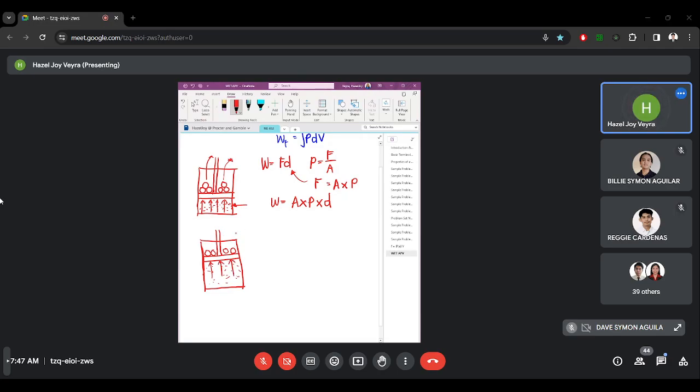So class, refresher. In this case, di ba, initially, yung volume natin is maliit lang, no? And the pressure here is high. But in this case, since nag-expand na yung cylinder natin due to the removal of some weights above the piston, the pressure here becomes lower compared to the first setup.